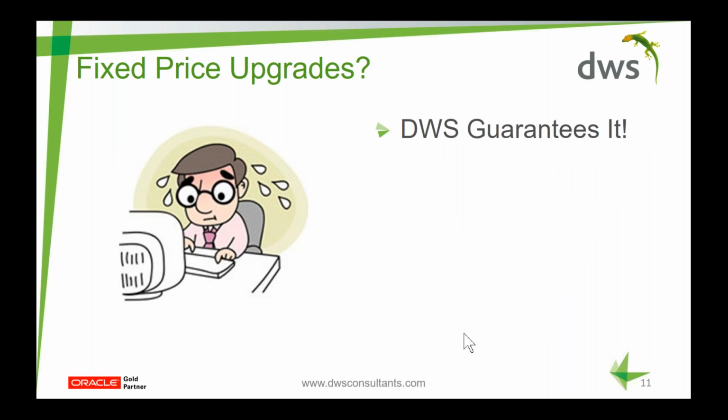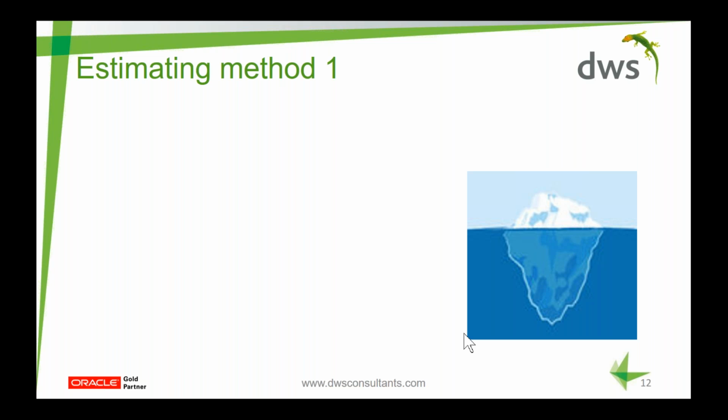Now, it's at this point that customers tend to ask DWS if we will fix price the upgrade to remove many of these risks. Because of the tools that we have developed to analyze a customer's system and their upgrade challenge, we are able to estimate with a high degree of accuracy how much effort will be involved in the upgrade, such that we can fix the upgrade with absolute confidence. But let me first describe how others tend to estimate, and then I'll explain how we do it.